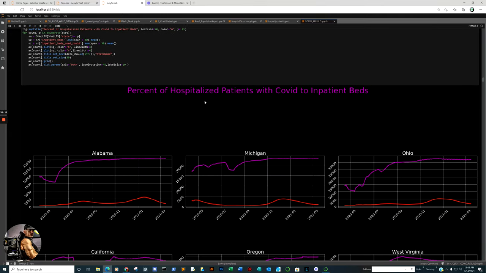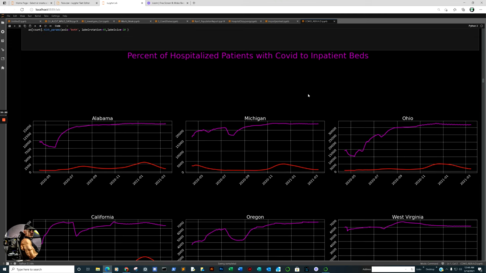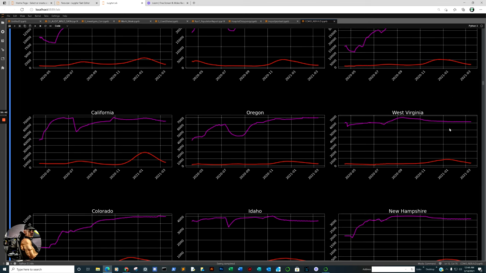Our first one: percent of hospitalized patients compared to COVID patients. So this is each state. This red line indicates the COVID patients in the hospital, and the purple line indicates the number of inpatient beds total. So this is the inpatient bed occupancy, not as a percentage, but as a total. I decided to use those columns instead of the percentage. So this is how many inpatient beds there are. These are how many inpatient beds in each state are being utilized by COVID patients.